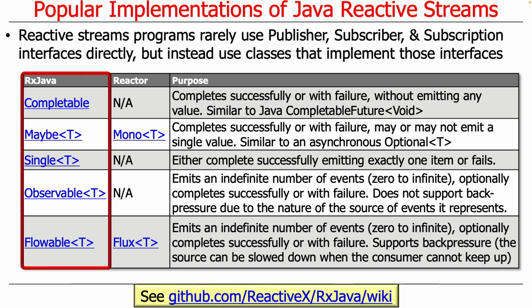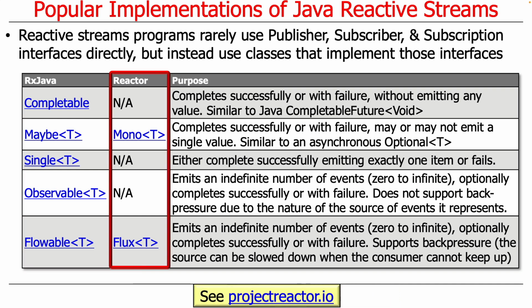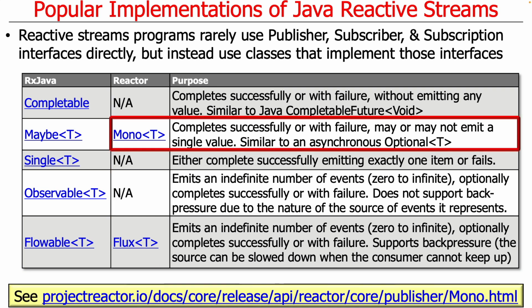So here are the 5 key classes in RxJava: Completable, Maybe, Single, Observable, and Flowable. I'll talk briefly about each of them. And then here are the 2 classes that Project Reactor has, Mono and Flux. And you'll see that Mono kind of plays the role of Completable, Maybe, and Single, and Flux plays the role of Observable and Flowable. So again, anybody who took the class last semester, that's kind of what we're doing.